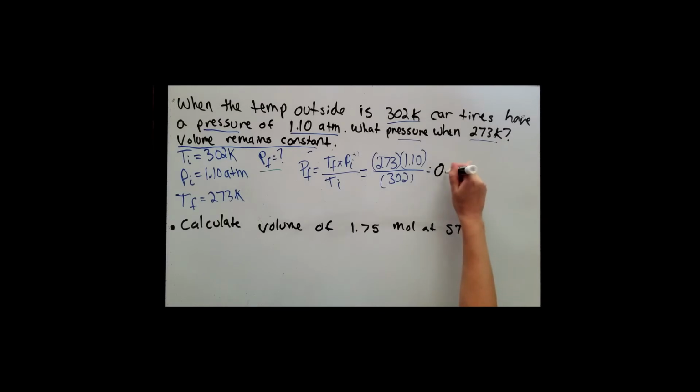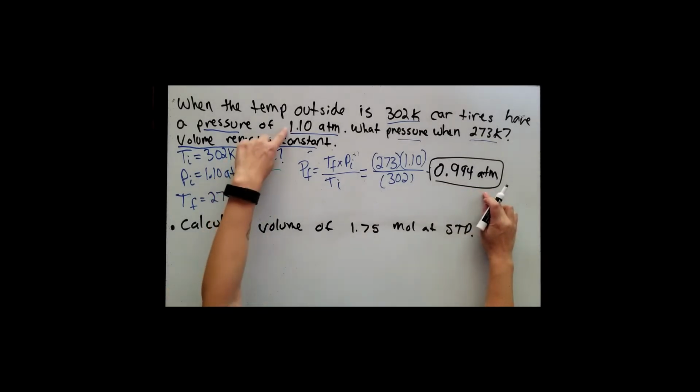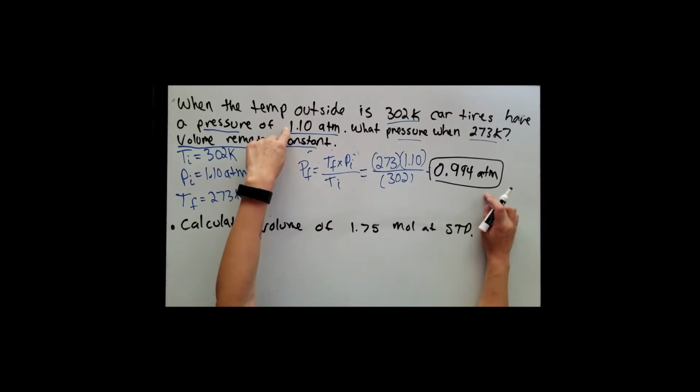Okay, but let's discuss that concept for a minute, because this exam isn't just about calculations, it's also about concepts. So when I get my answer, it's 0.994 ATM. So the pressure did go down. It went down from 1.1 down to 0.994.